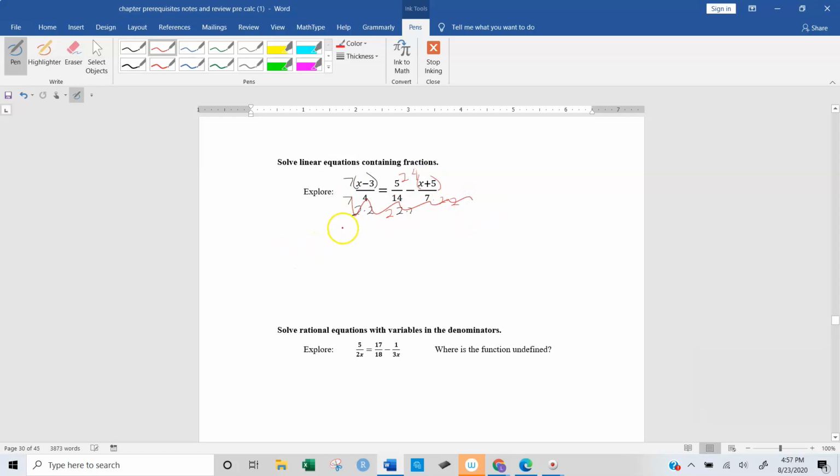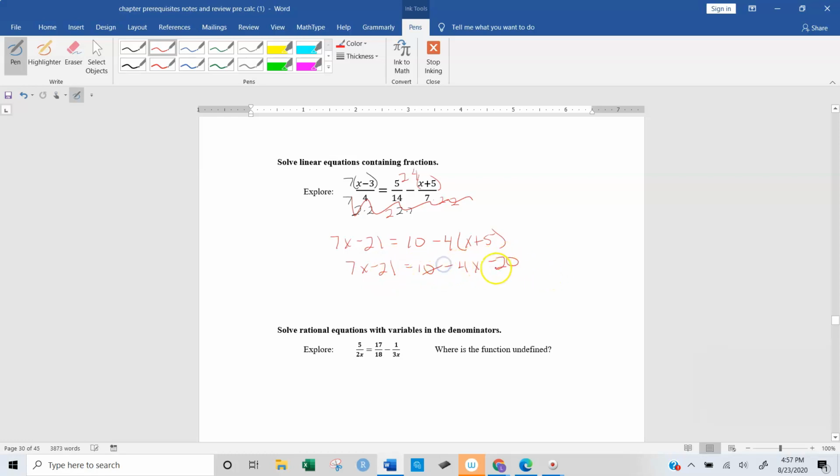So now we have, let's do some of this math. 7x times 7 times x minus 3, which gives us 7x minus 21, equals 5 times 2, which is 10, minus 4 times x plus 5. I am hoping you did not distribute the 4 and you remembered that negative in front of there. So that's 7x minus 21 equals 10 minus 4x minus 20.